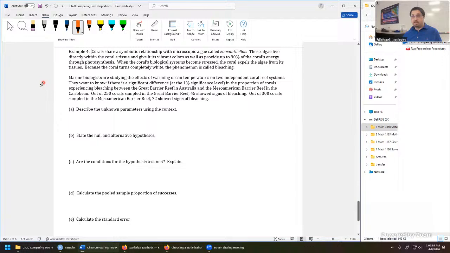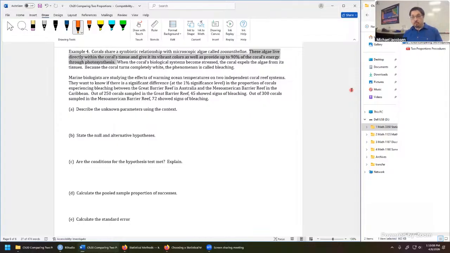The context here says corals, like in the ocean, share a symbiotic relationship with microscopic algae called zooxanthellae. I'm not going to be able to pronounce that, however that's pronounced. These algae live directly within the coral's tissue, and that's what gives it its vibrant color, as well as provides up to 90% of the coral's energy through photosynthesis.